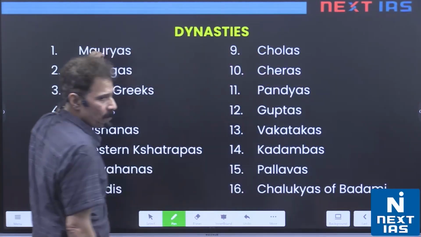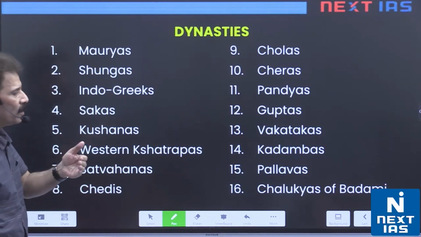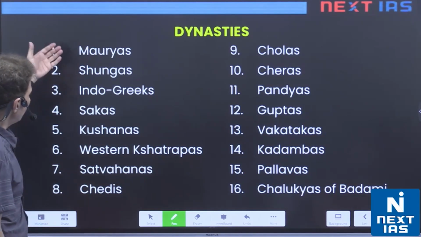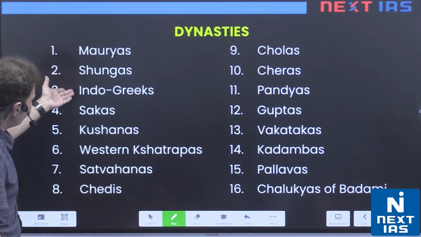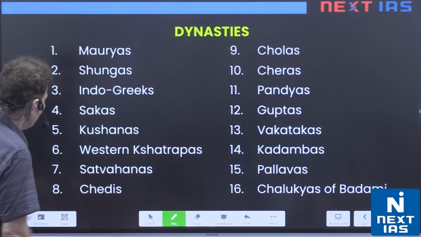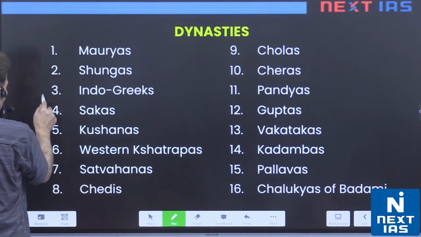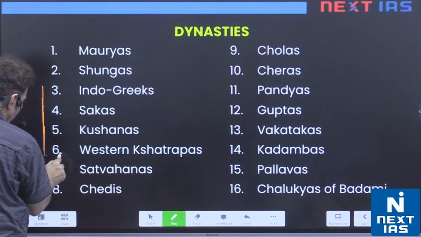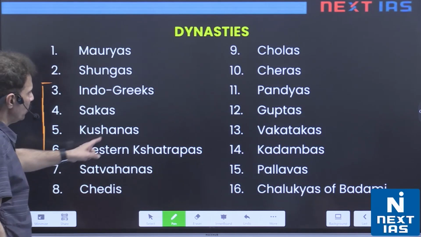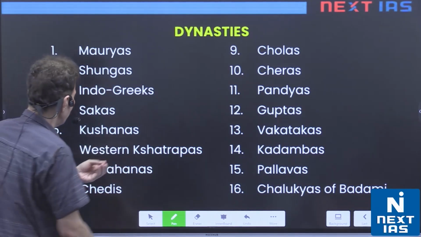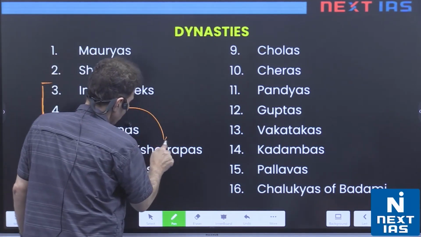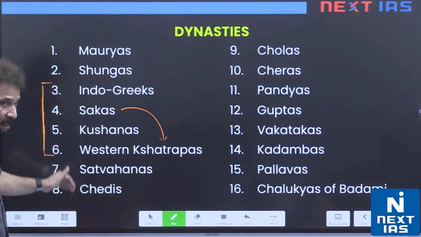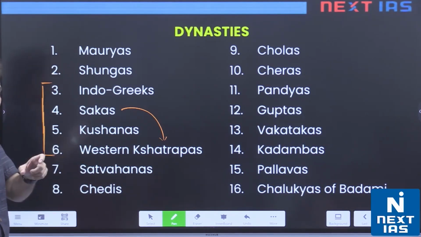Beginning with Mauryas. And you can connect with the phases I have shown. So Mauryas, Shungas, Indo-Greek, Sakas, Kushanas, Western Chhatraps, they refer to foreign ruling groups. And the Western Chhatraps were a branch of the Shakas. Then Satavahanas, Chedis, Kharvela belong to Chedi dynasty.